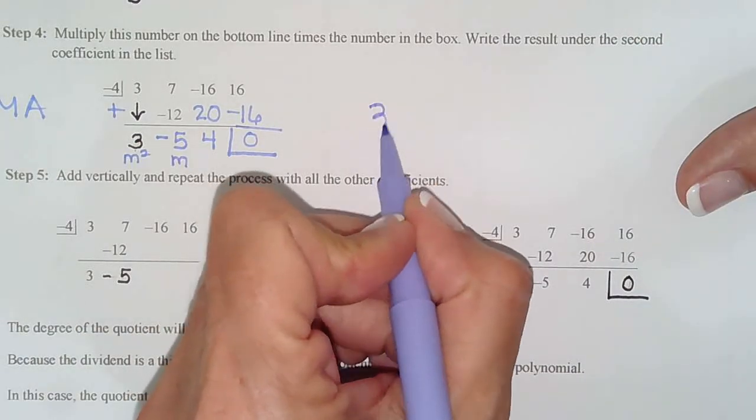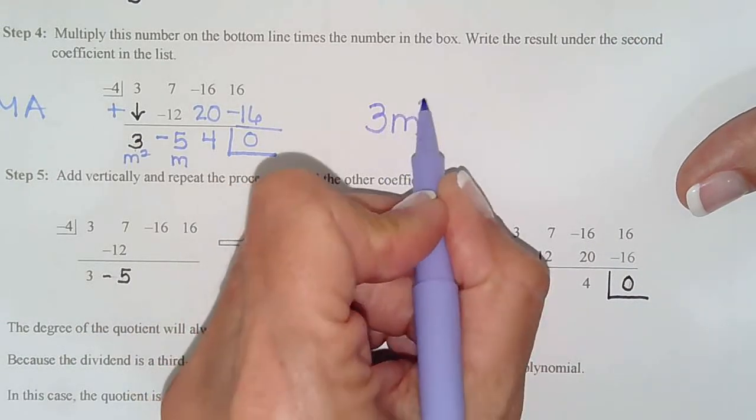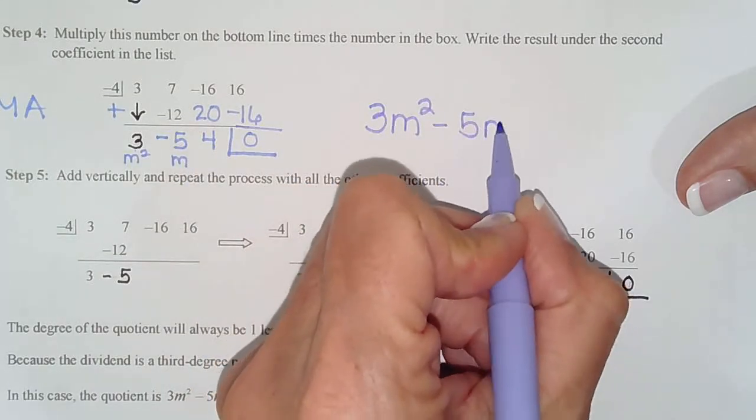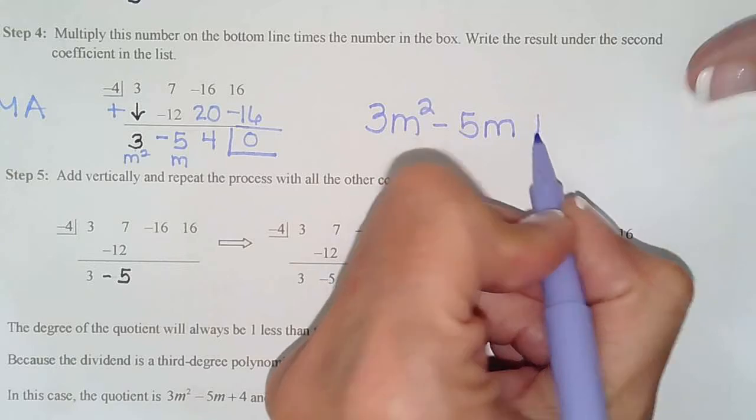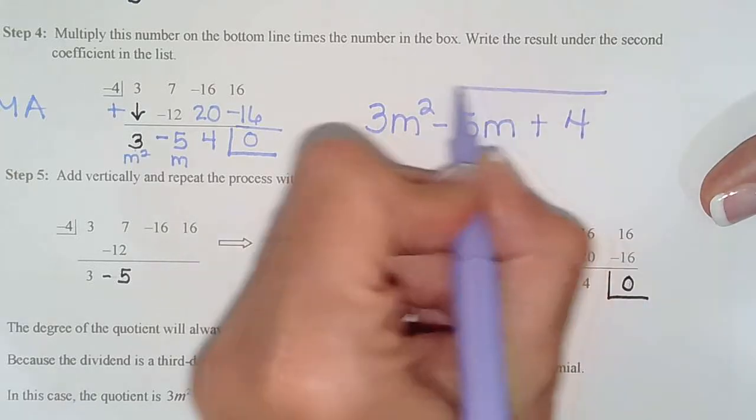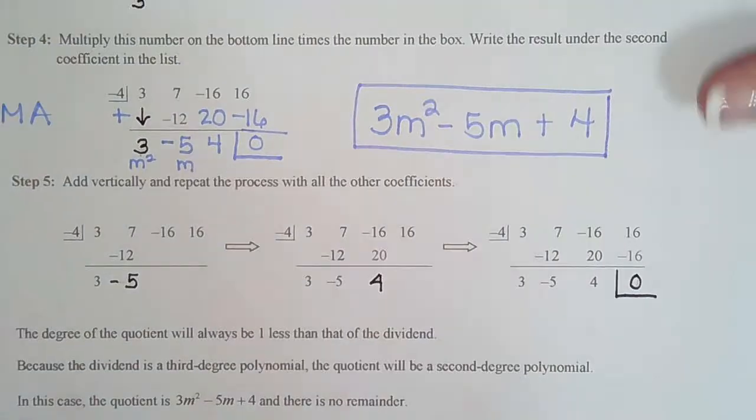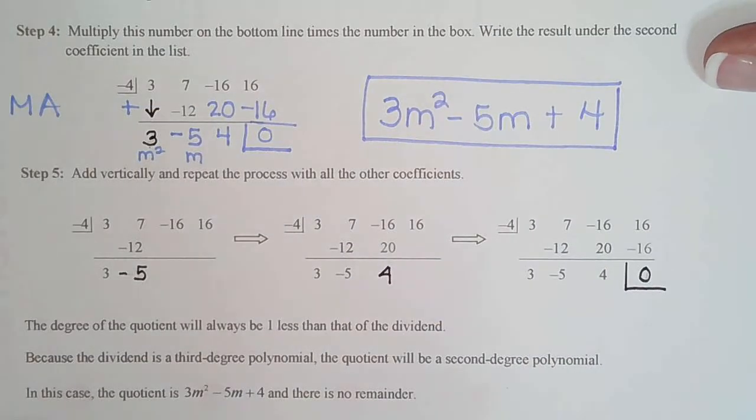So my answer will be 3m squared minus 5m plus 4. And when the remainder is 0, we don't need to write that unless Alex asks for it. If they say, what's the remainder? You tell them it's 0.